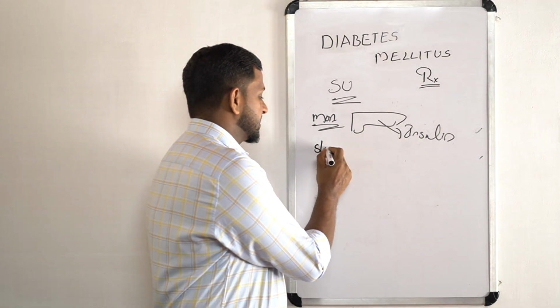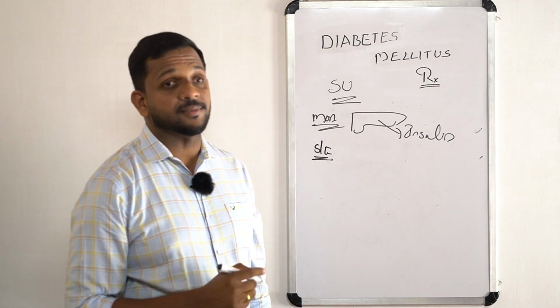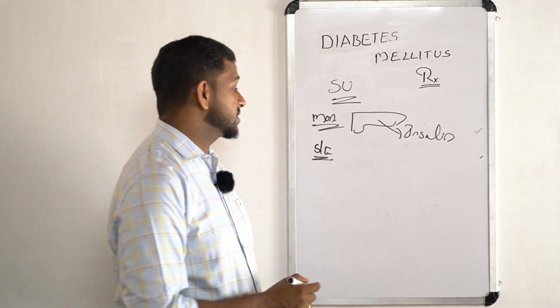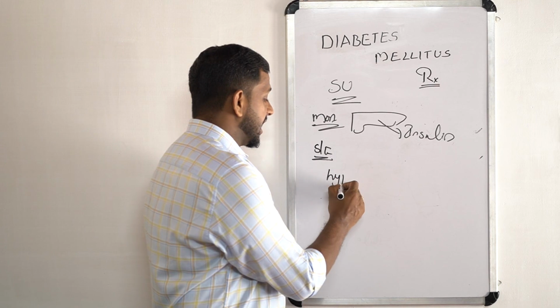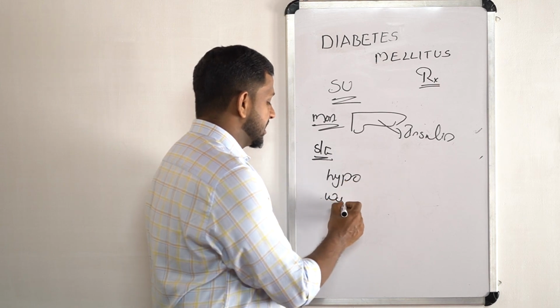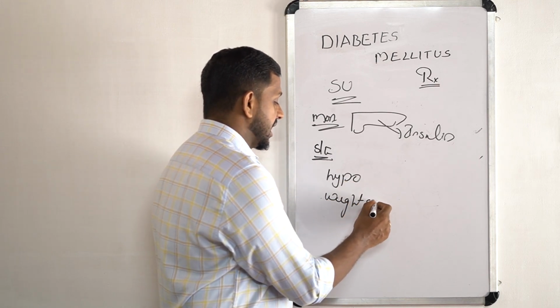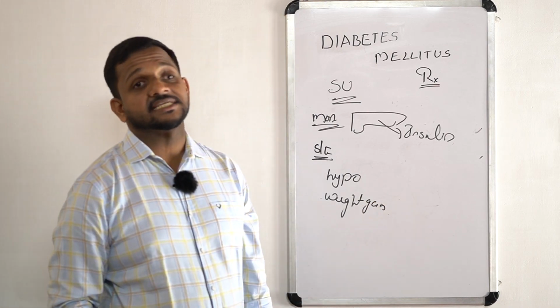Now, side effects. The side effects of sulfonylureas are caused by the insulin which is secreted due to sulfonylureas, and it is mainly hypoglycemia. Next is weight gain.